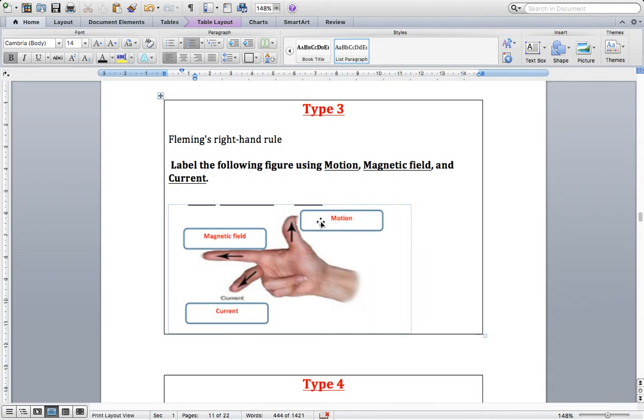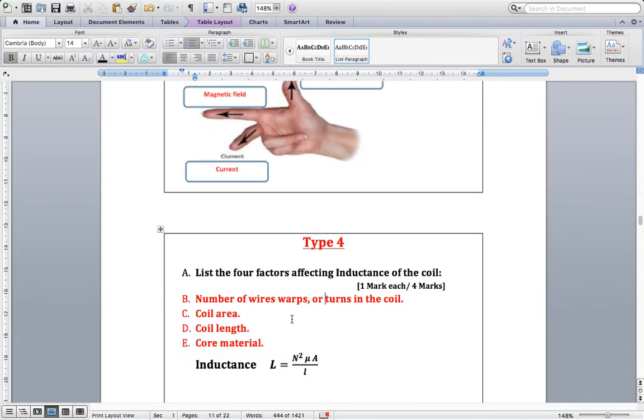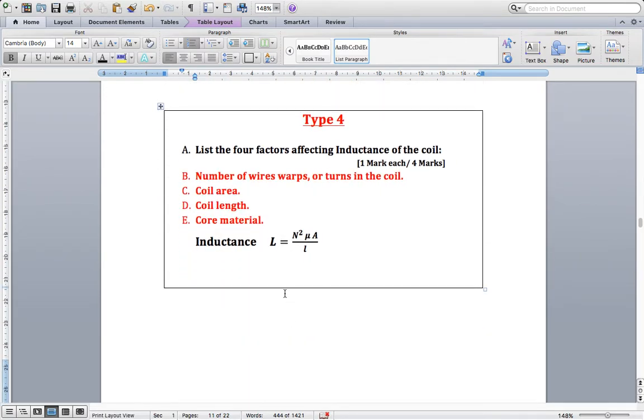So just memorize this one. The thumb is for motion, middle is for magnetic field, and the last one is for current. This is probably going to be asked, maybe in the answer. Okay, now moving on to type 4 question.